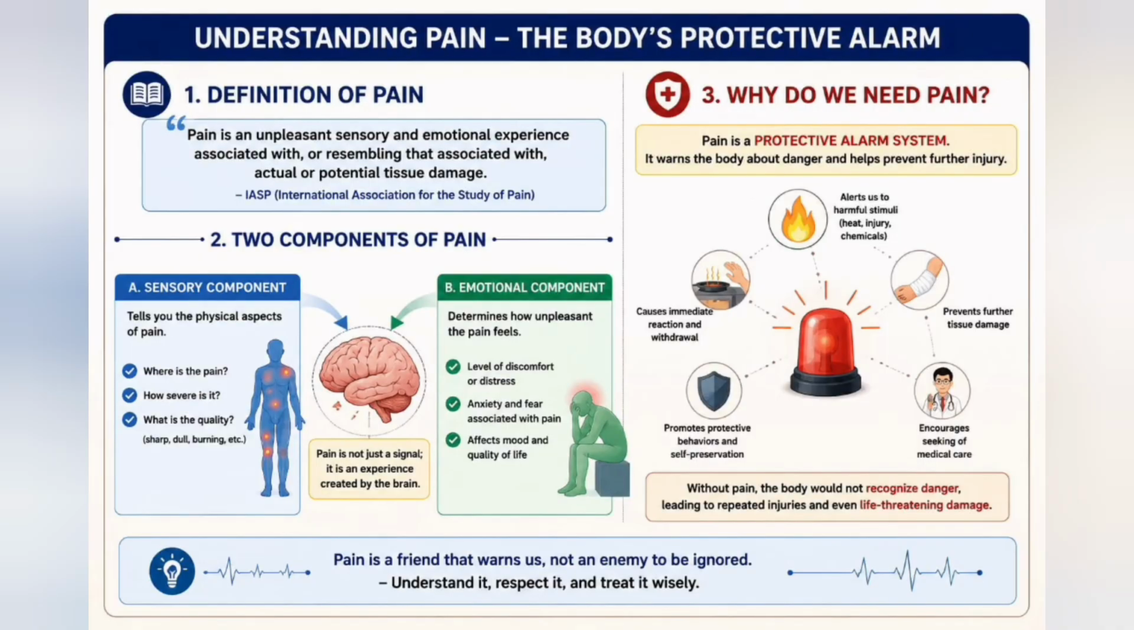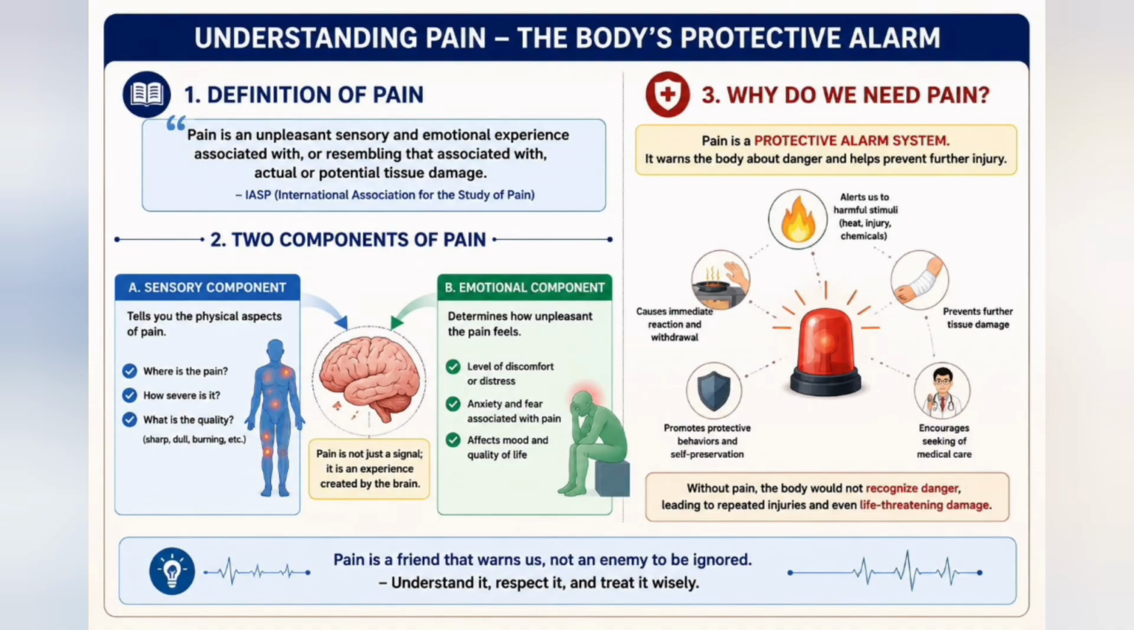Before we understand the mechanism of working of opioids, local anesthetics, and non-steroidal anti-inflammatory drugs, that is NSAIDs, we first need to understand what is pain, that is the body's protective alarm. According to the International Association for the Study of Pain, pain is an unpleasant sensory and emotional experience associated with or resembling actual or potential tissue damage.